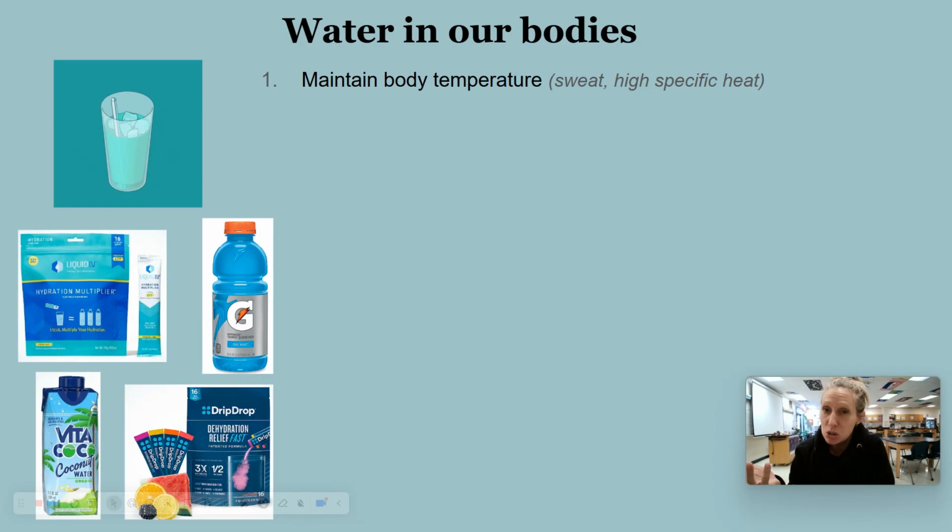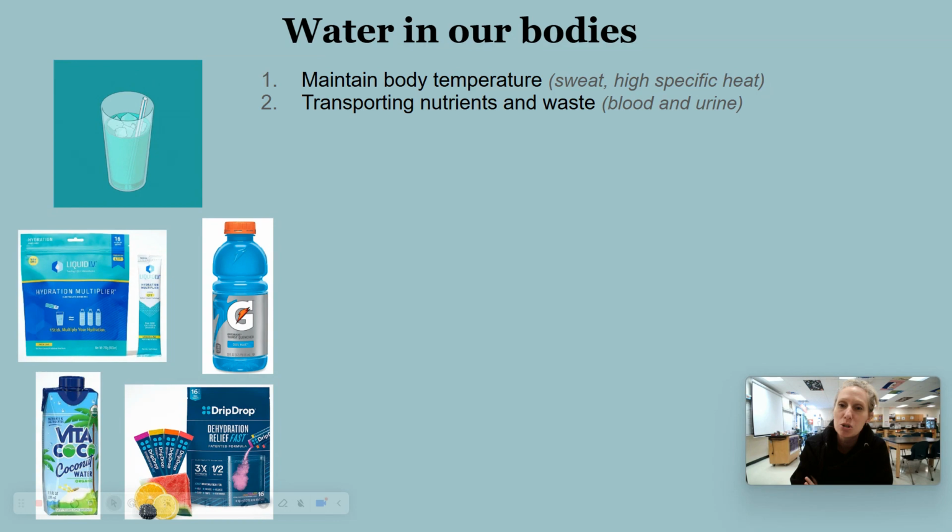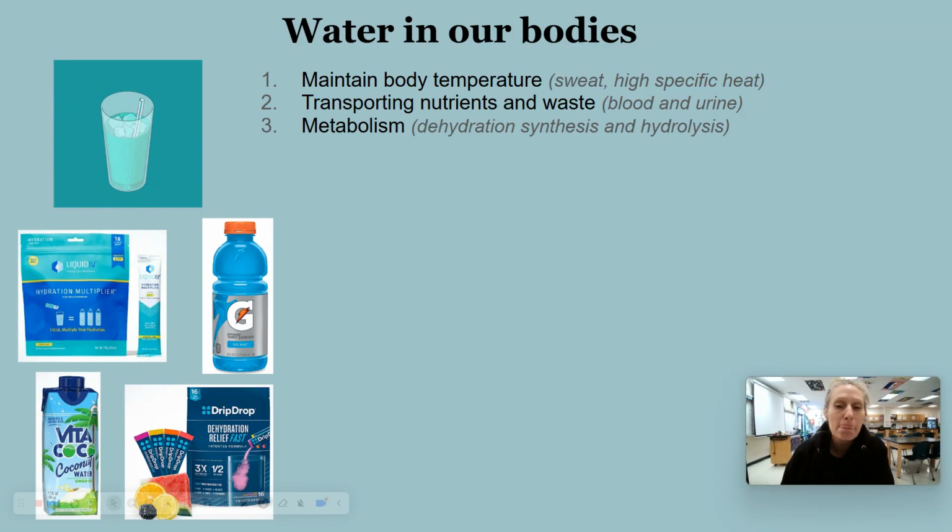Sweating is something that we do to release heat, right? So then when the sweat evaporates off of your body, it takes that heat with it. So water is really important for maintaining temperature. It's also really important for transporting nutrients and waste. So your blood, very liquidy, right? Mostly water. Urine: when you are going to the bathroom frequently, you're flushing out a lot of those things that need to be transported out of your body. And then also, obviously, your blood transporting nutrients throughout your body.